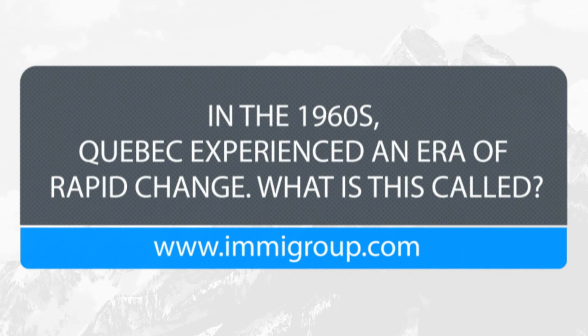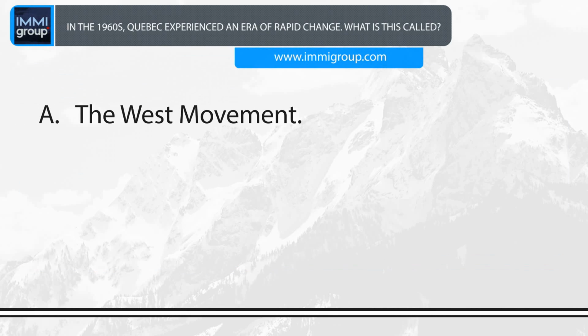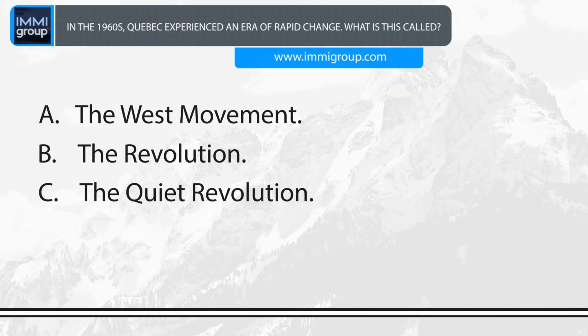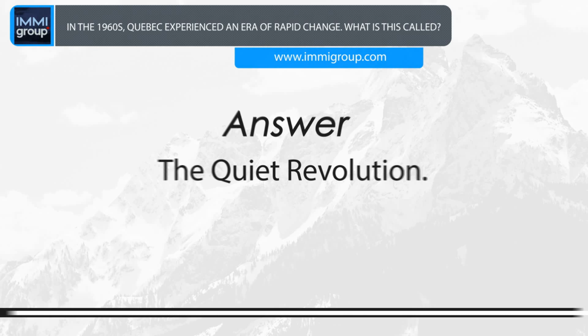In the 1960s, Quebec experienced an era of rapid change. What is this called? A. The West Movement. B. The Revolution. C. The Quiet Revolution. D. La Francophonie. Answer: the Quiet Revolution.